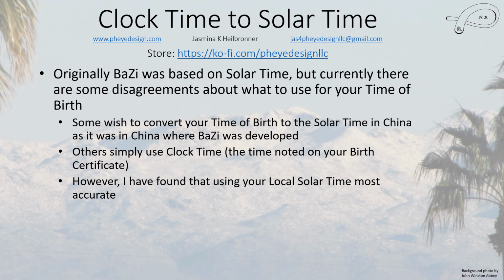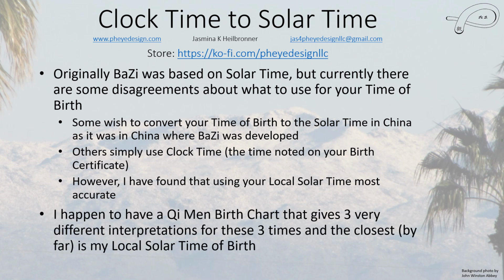What I have found is that using your local solar time seems to be the most accurate. And that is based in large part on my analysis of Chimen for my own chart. I happen to have a Chimen birth chart that gives three very different interpretations for these three different times. And the closest one by far is my solar birth, the local solar time where I was born, which is not where I'm living now.